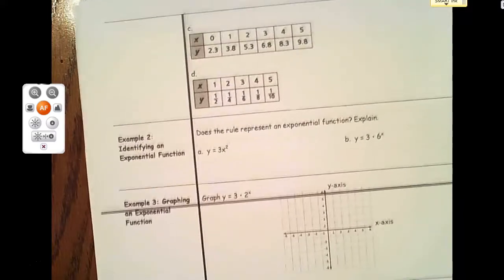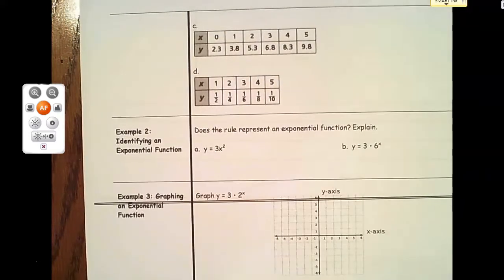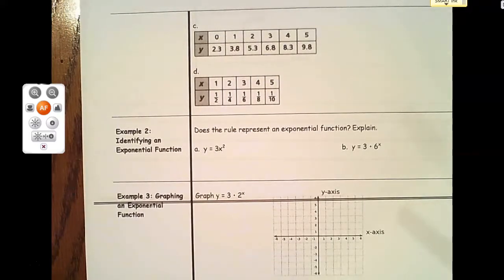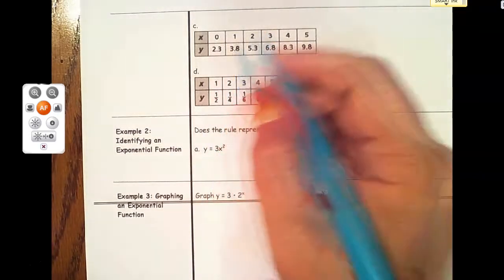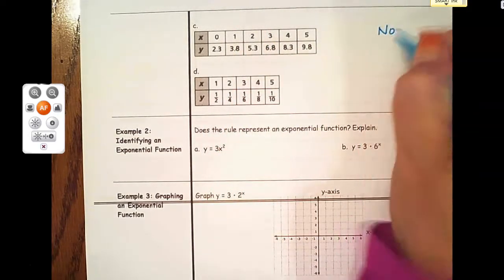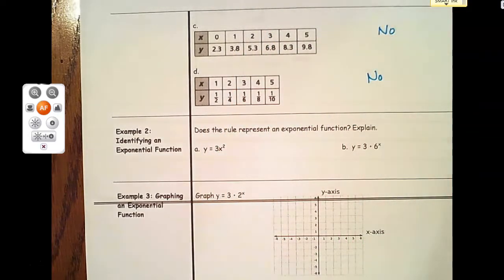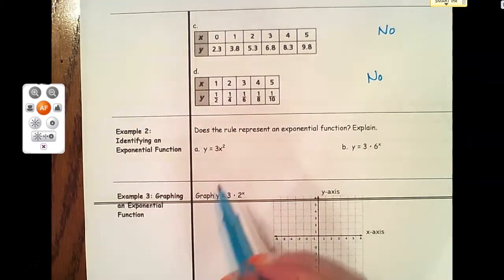And there's 2 more. So hopefully when you did your try it problem, you paused the video and you did these last 2. And hopefully if you did, you found out that neither one of them is multiplied by a same common factor each time. So now let's take a look at example 2.